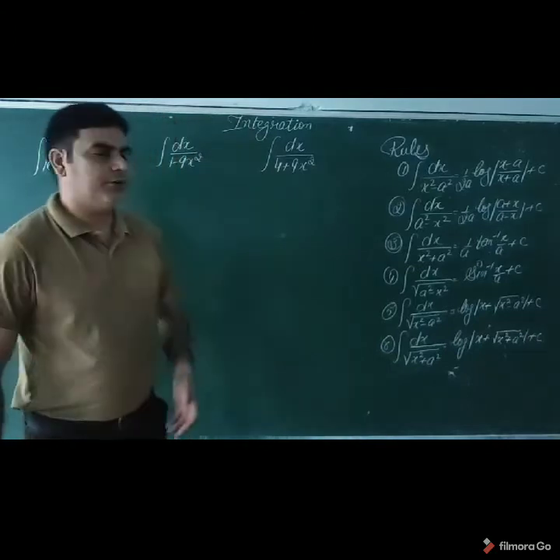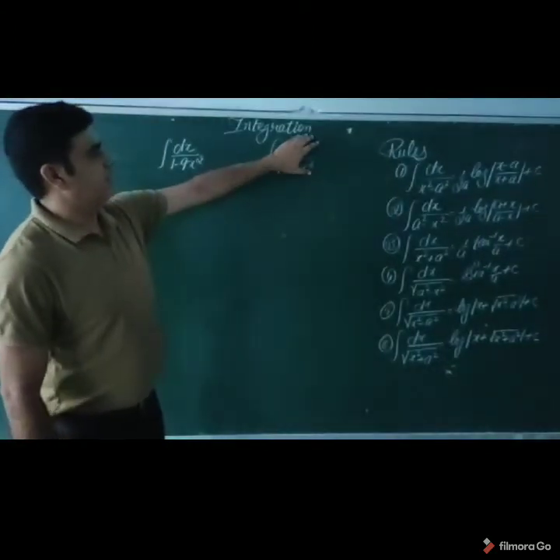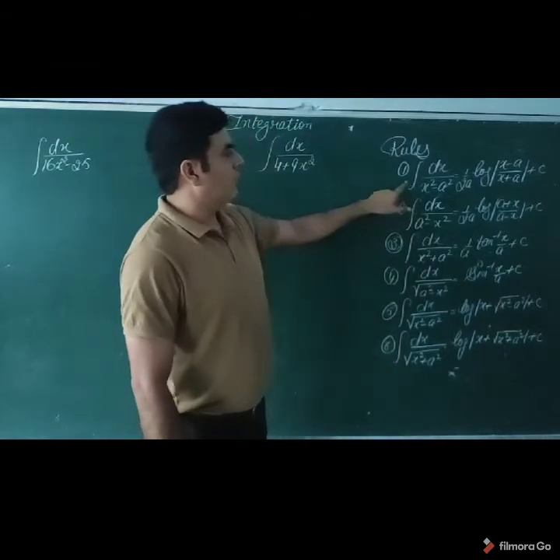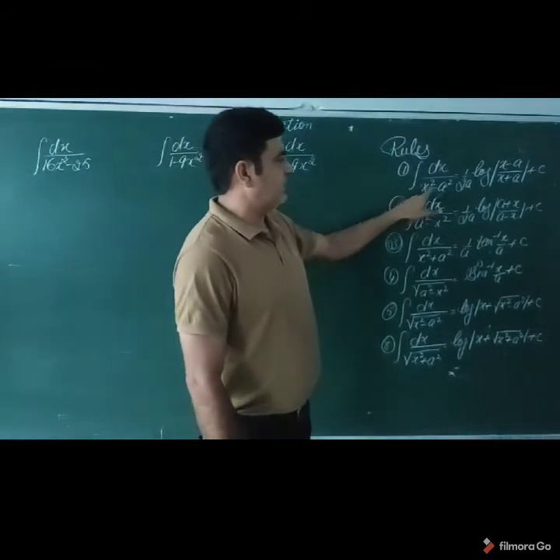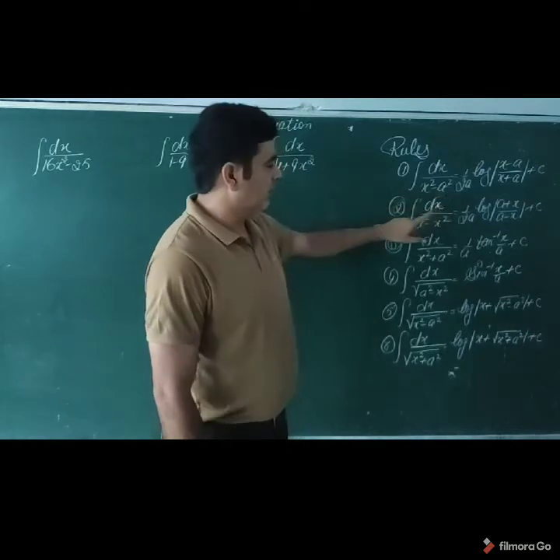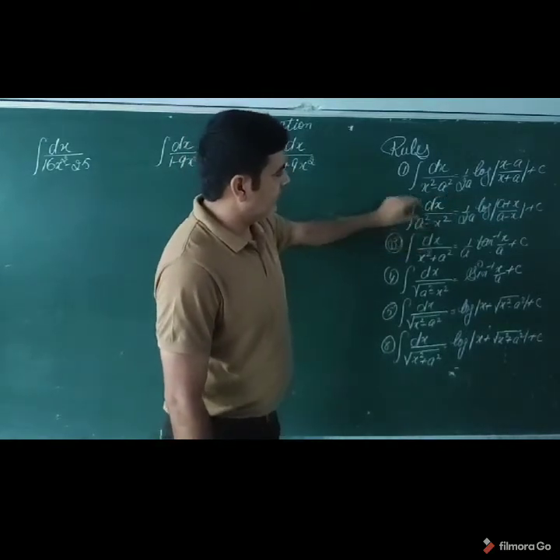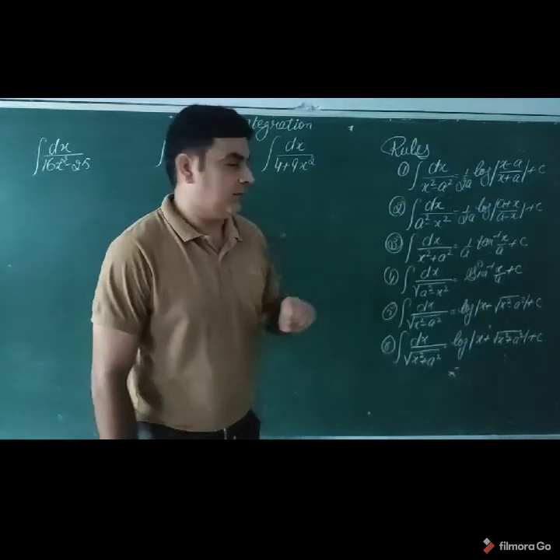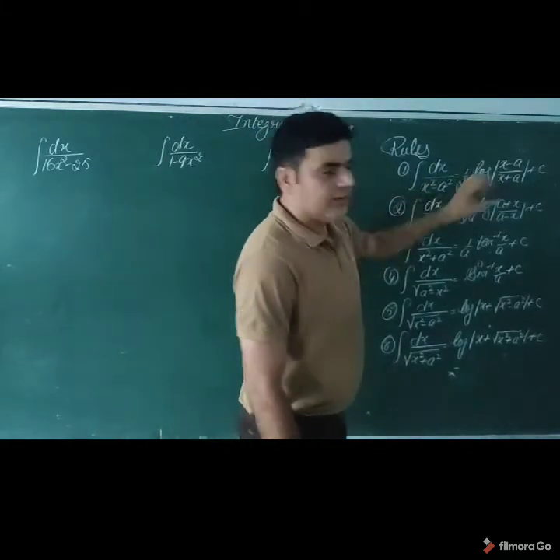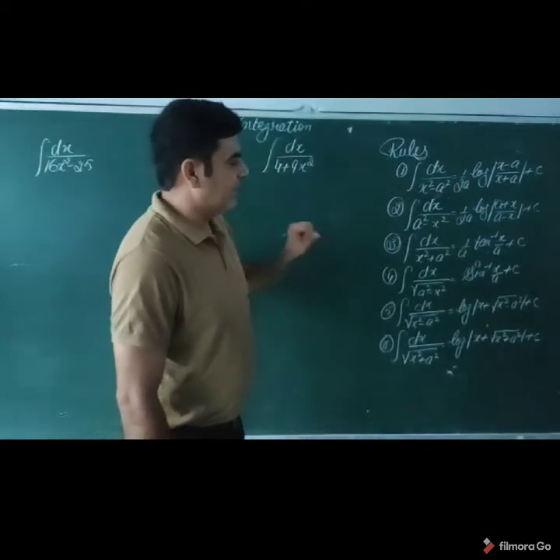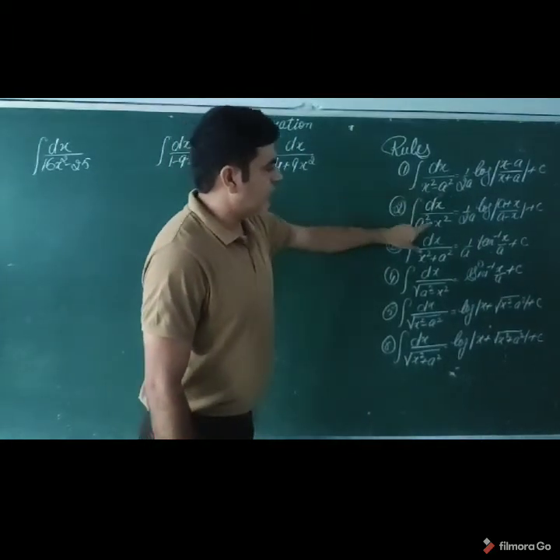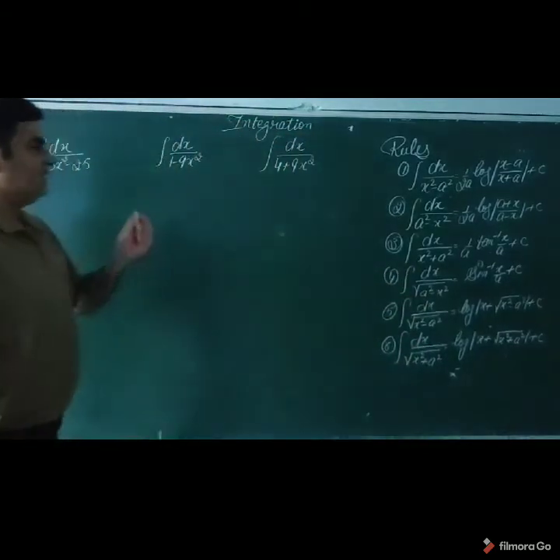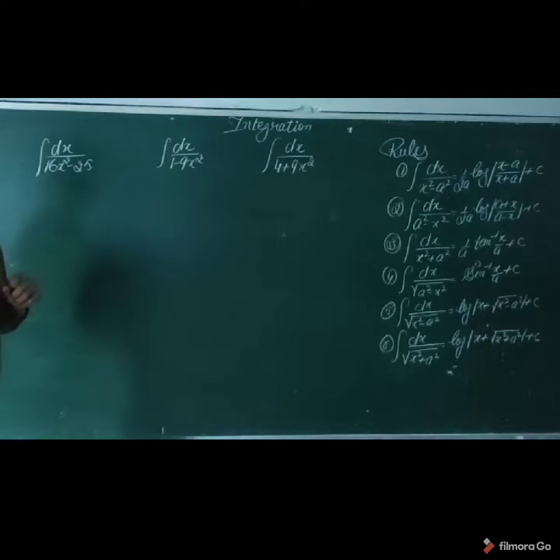In this video we are going to discuss the class 12 topic integration, and the rules we are going to use here. One of them is dx upon x square minus a square. Next, dx upon a square minus x square. If we see these two, there is a difference of only a negative sign, but the answers are different. How can we apply them? If we see here, the coefficient of x square in each case should be 1. We see how to apply this with the help of examples.